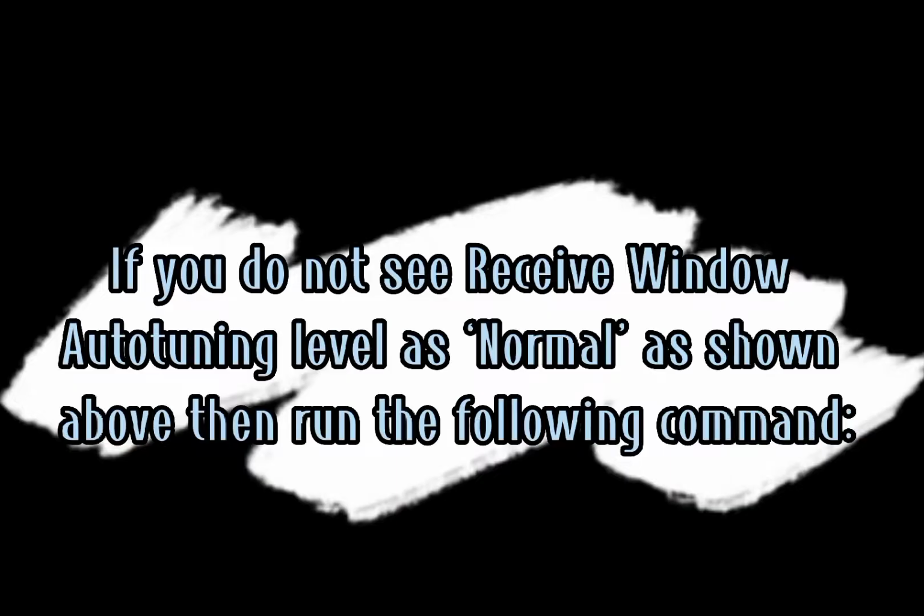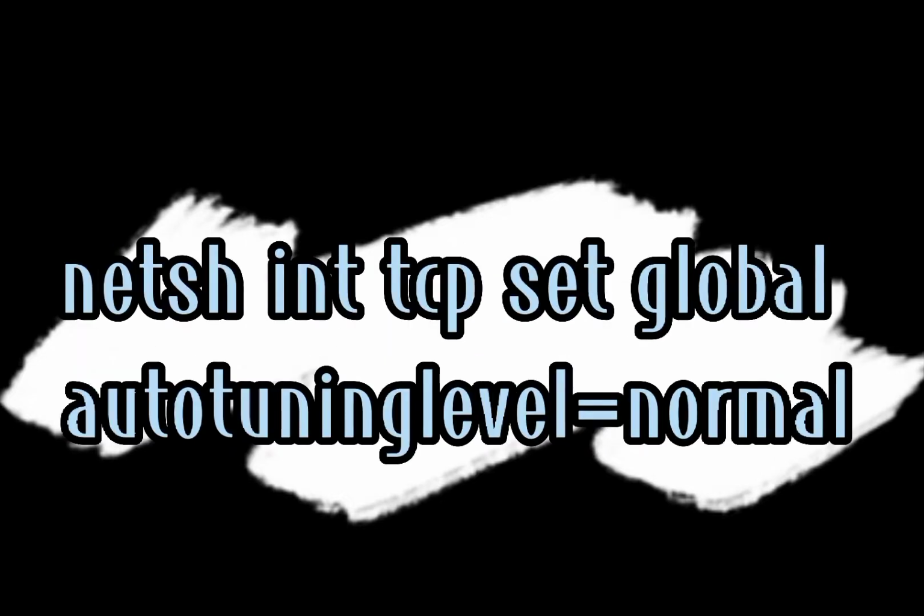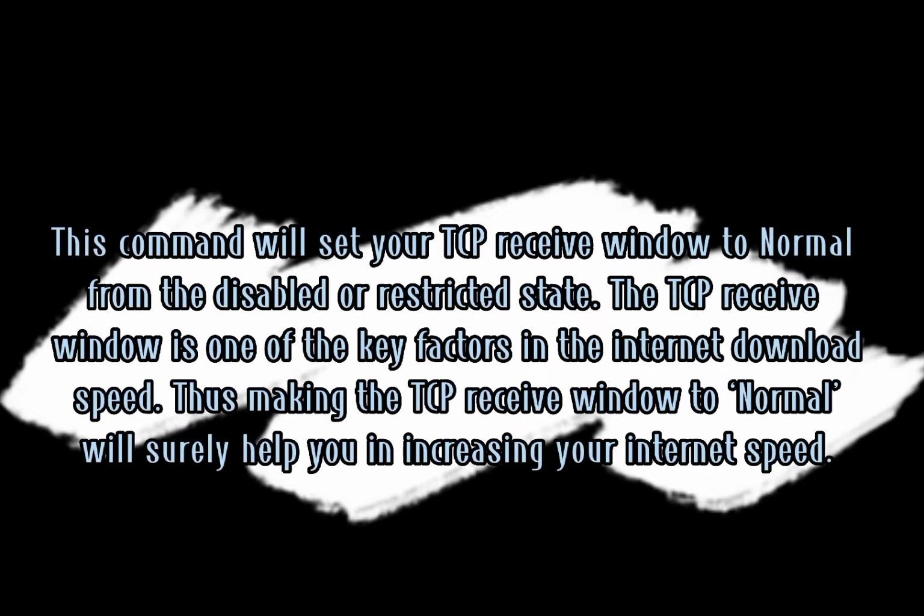If you do not see receive window auto-tuning level as normal as shown above, then run the following command. netsh int tcp set global autotuninglevel=normal. This command will set your TCP receive window to normal from disabled or restricted state. The TCP receive window is one of the key factors in the internet download speed. Thus, making the TCP receive window normal will surely help you in increasing your internet speed.